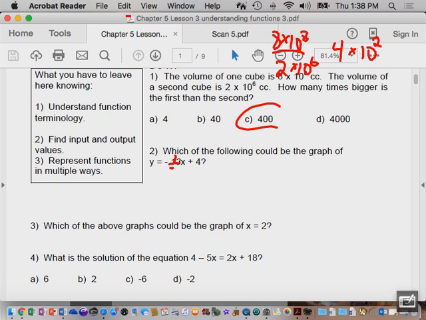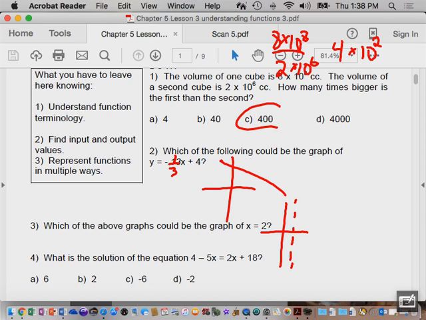All right, which of the following could be the graph of y equals negative 1/3? Oh, it's negative, remember. Now, which of the graphs could be the graph of x equals 2? x equals 2 goes just like that. All right, so that's what it should look like anyway. Next, what's the solution here?